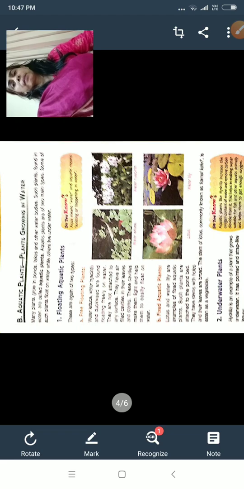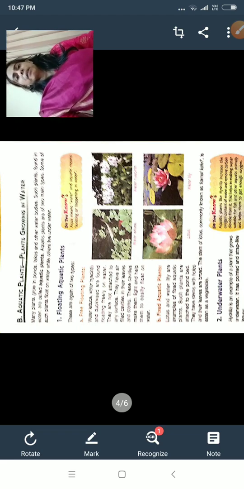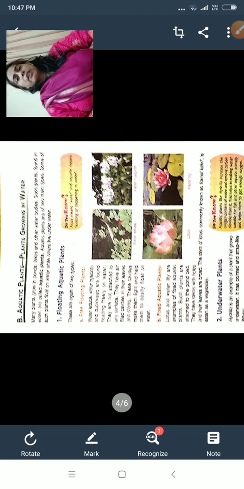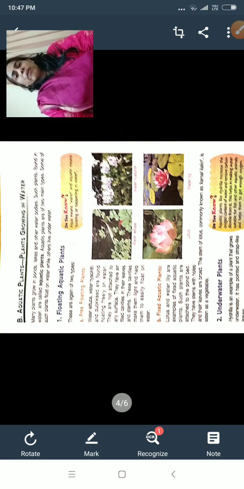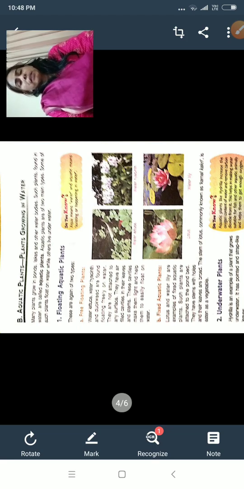Aquatic plants. Okay, the topic is the aquatic plants. As you know, aquatic plants means the plants which grow in water. So the plants which grow in water are called aquatic plants, and the examples are lotus and water lily. These are the aquatic plants.